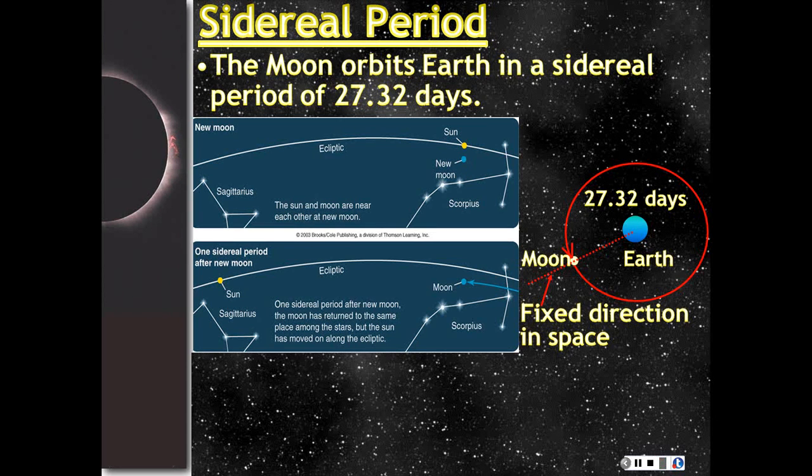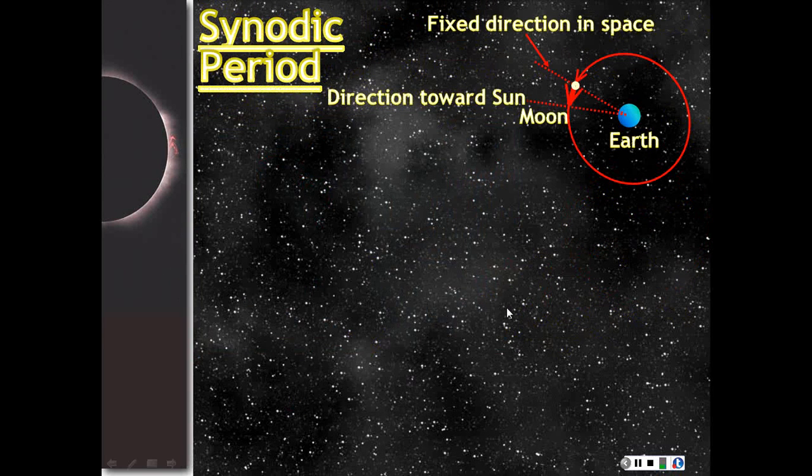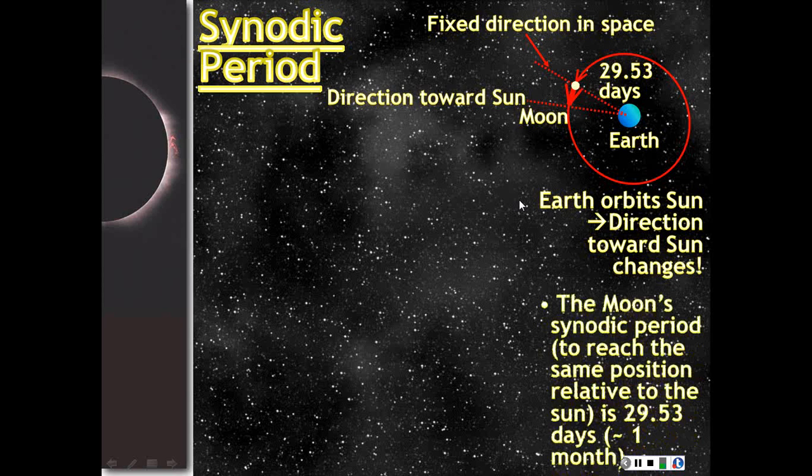Now, after one full sidereal period, the moon has got back to the same position in the sky. It's back in Scorpio. But because that takes nearly a month, the sun has moved over to Sagittarius. So this is what we see for a sidereal period. We're back in the same position. Whereas for the synodic period, instead of just moving to the same direction in space, we have to move to the direction of the sun, and it takes a little bit longer.